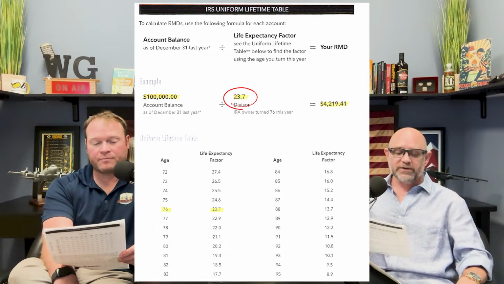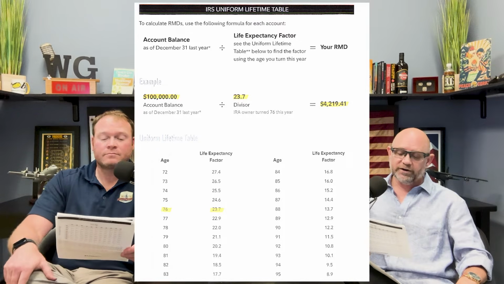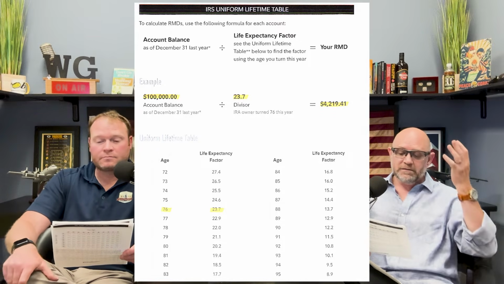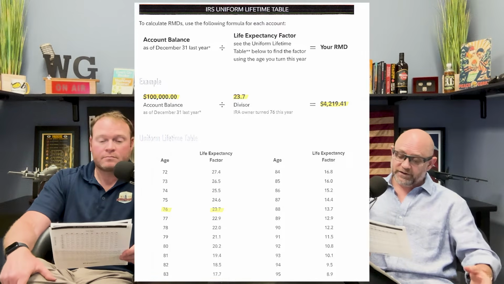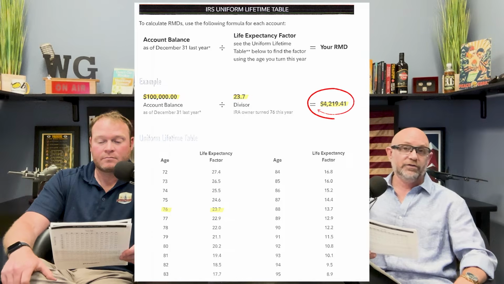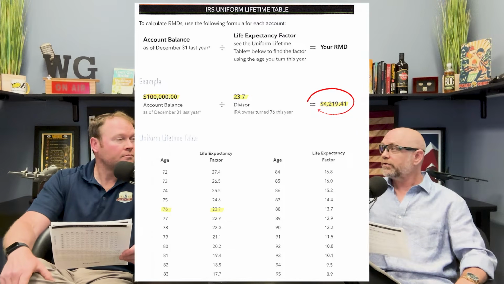So if your balance was $100,000 on December 31st of last year, you're turning 76 this year. Divide that $100,000 by 23.7, and the answer is $4,219.41. That is the amount that Uncle Sam insists that you take out of your IRA that year. Now, that will become a taxable event. It'll count like earned income when you file your taxes the next year. You don't necessarily have to have had withholdings when you take that money out at the time. That's right. Completely up to you if you want to do that or you want to be responsible for it all in April. There's no right or wrong way to do that.